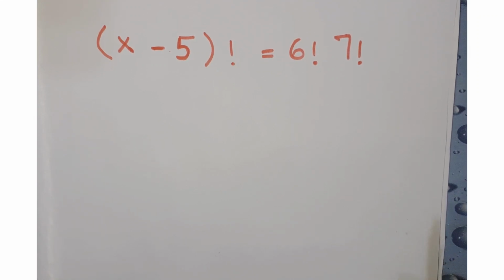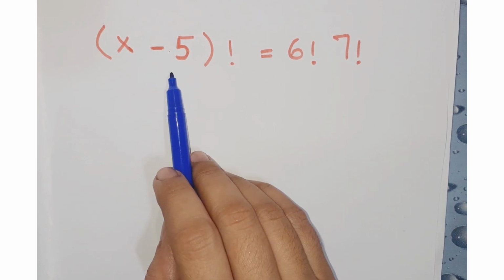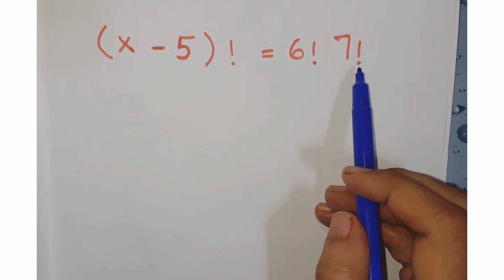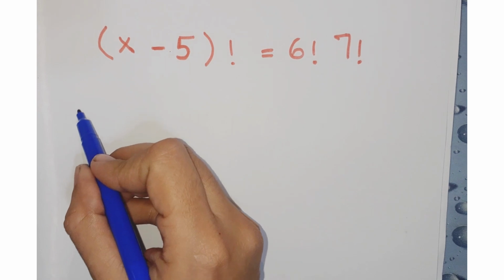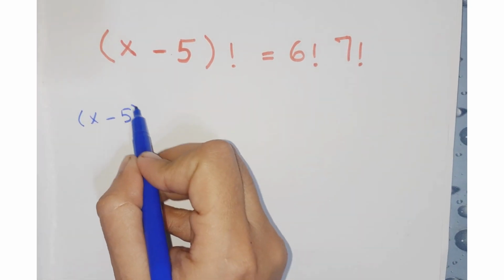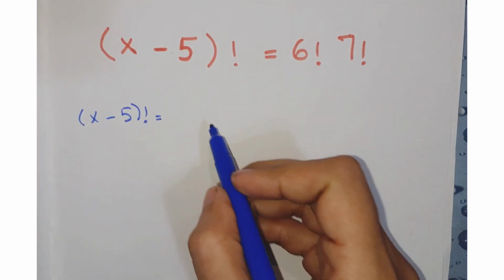Now look at this question of factorial, that is (x - 5)! = 6! × 7!. Let's see how we proceed in this question. Just take the left hand side as it is.